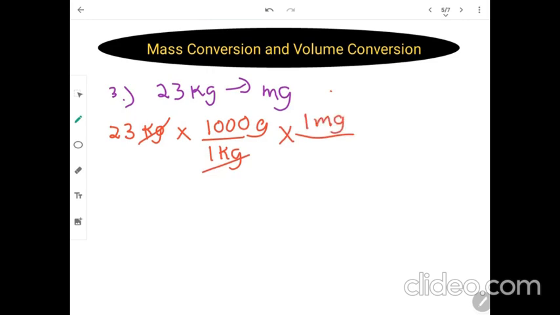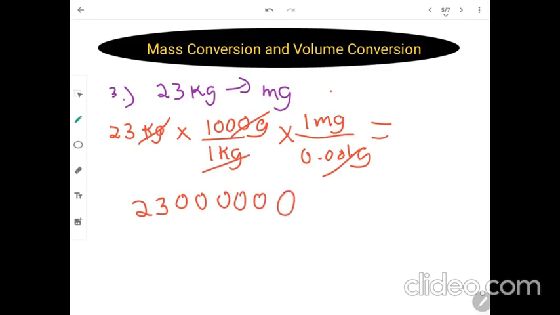So here, place natin si 1 milligram sa taas, dito si 0.001 grams para makancel sila. Okay, take note, pwede mo silang i-flip, depende sa need ng cancellation. So here we have 23 times 1,000 divided by 1 times 1 over 0.001. So this is equal to 23,000,000. Again, let's check muna.